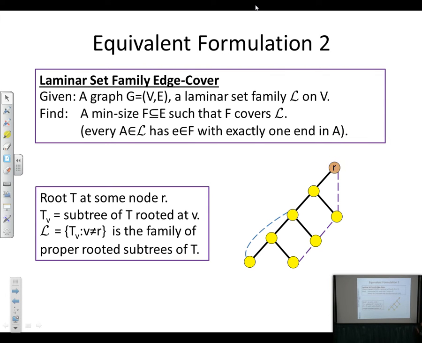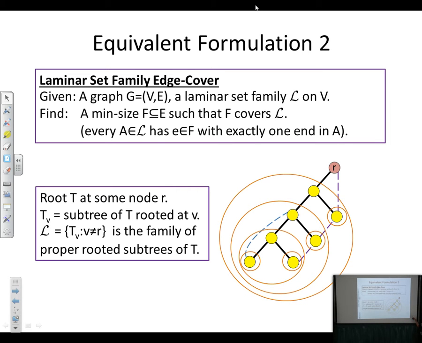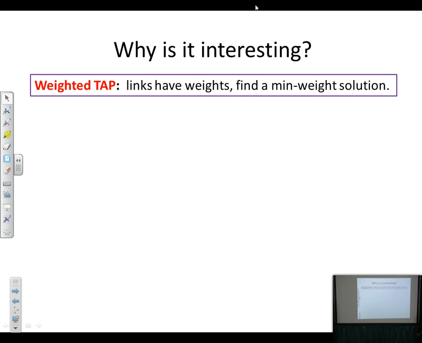We root the tree at some node R. For every node, we look at the subtree rooted at this node, and every such subtree defines a set of nodes in the laminar family. What we should check is that for every such set, there is a link in our solution that has one end in the set and the other end outside the set. So this is the second formulation.